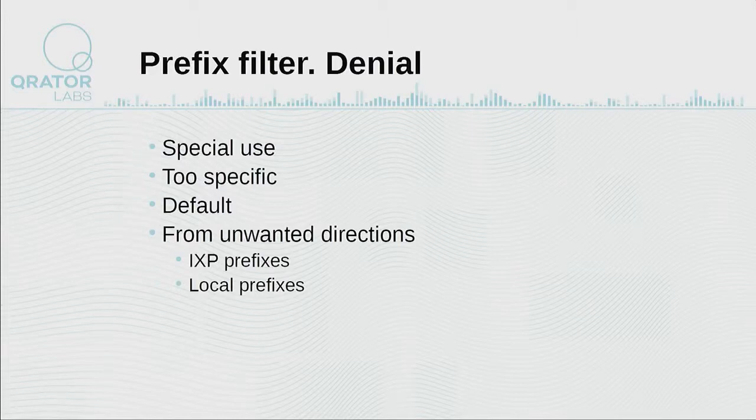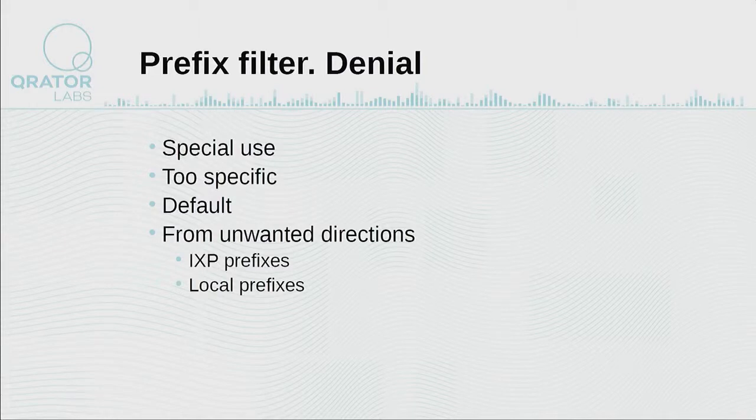Also, there are some rules that say that you are not supposed to announce anything more specific than /24 and /48, because otherwise your routing table will be too big and modern routers will not support it. And also you would not want to accept IXP prefixes and local prefixes in all directions.